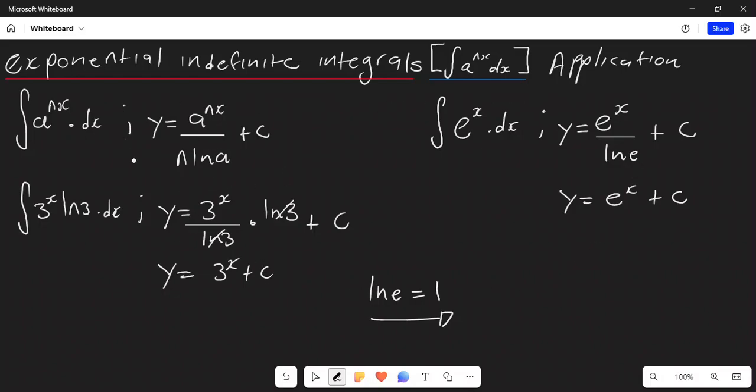Guys, this is how you do this one here. So this is the formula that we use. Do not forget, you can use it whenever the base is e or whenever the base is 3 or a or whatever, as long as you understand how to use it.